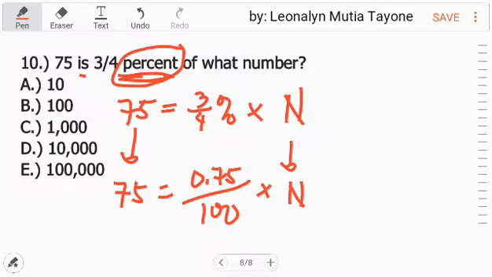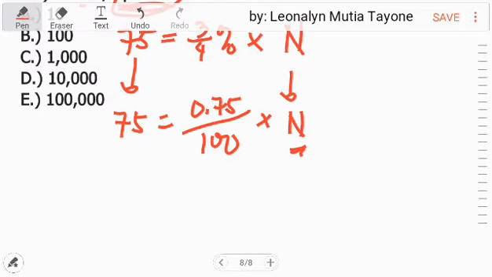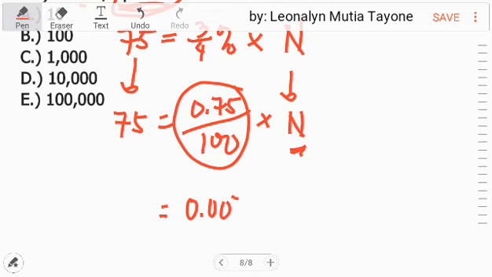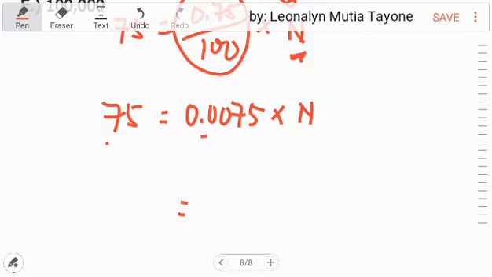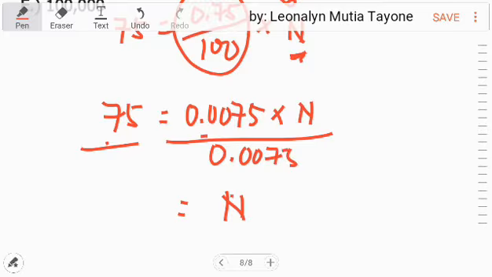So, kopyahin lang yan siya. At ito, kopyahin. Para ma-isolate si 100 dyan, itong 0.75 over 100, i-transfer natin sa kabila. Pero bago pa natin i-transfer yan, ito muna ang isolve natin. And that is 0.0075 times n, tapos kopyahin si 75. Ngayon, i-transfer natin sa kabila para ma-isolate si n dito. Bali, both sides, nag-divide tayo ng 0.0075. So, nandito na siya.